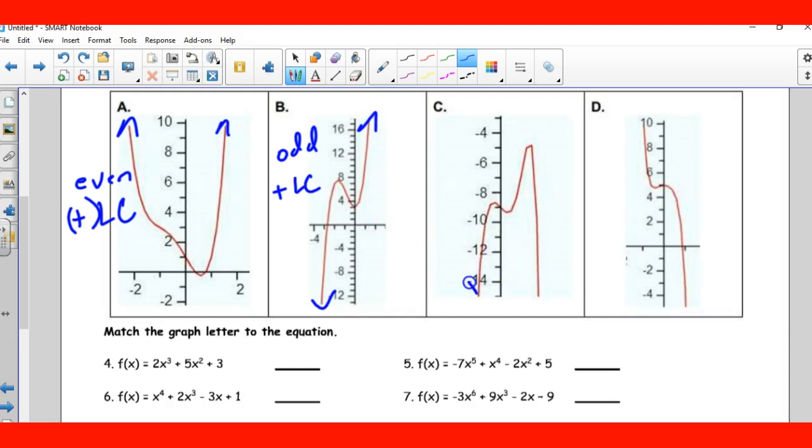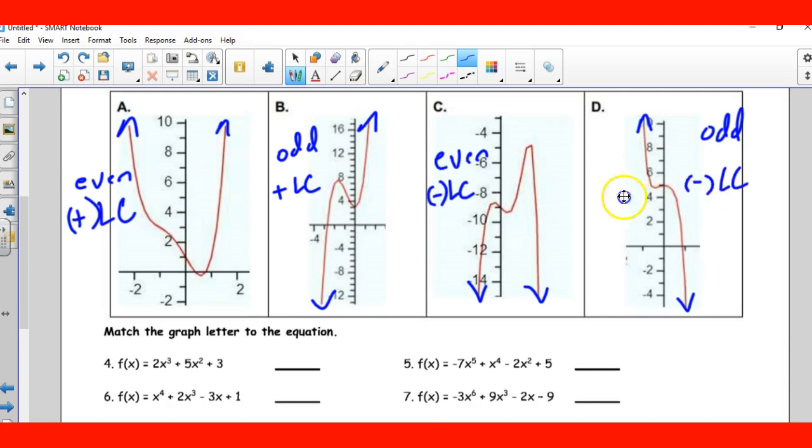Right here, the ends go in the same direction. So that means it has an even degree. But the right side goes down. That means it has a negative leading coefficient. And right here, the ends go in different directions, so that means it's an odd degree. But the right side goes down, so that means there's a negative leading coefficient.